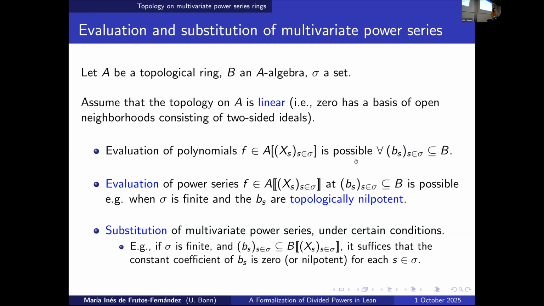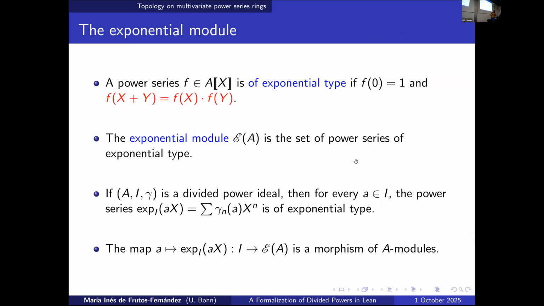Then you can substitute. And this is exactly what happens in this formula, right? We are substituting x, y, and x plus y. All of these have constant term equal to 0, so this is well defined.